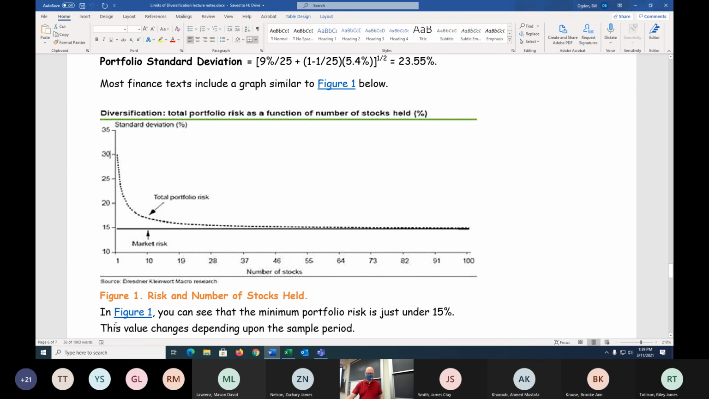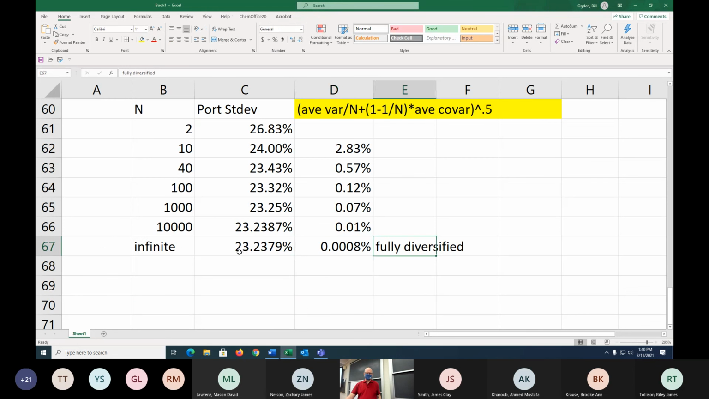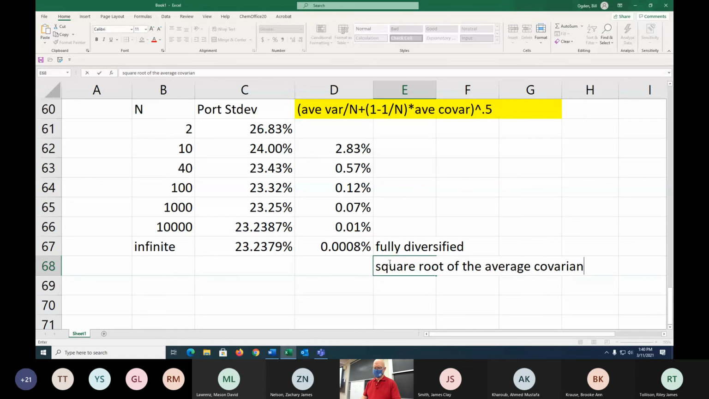Okay, so fully diversified. Let's make a note there maybe. The square root of the average covariance. That's what fully diversified means. That's as low as you can go.